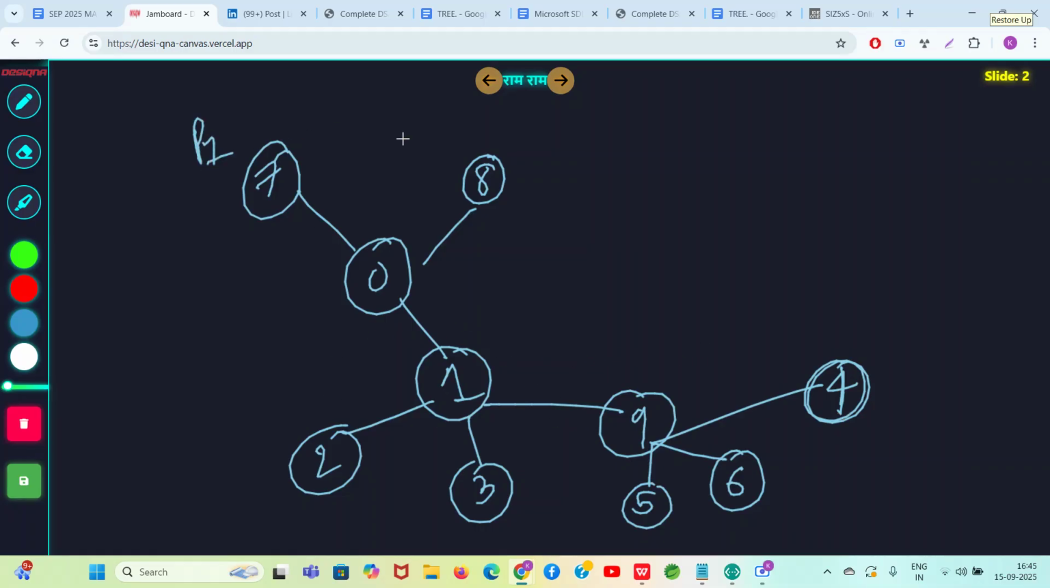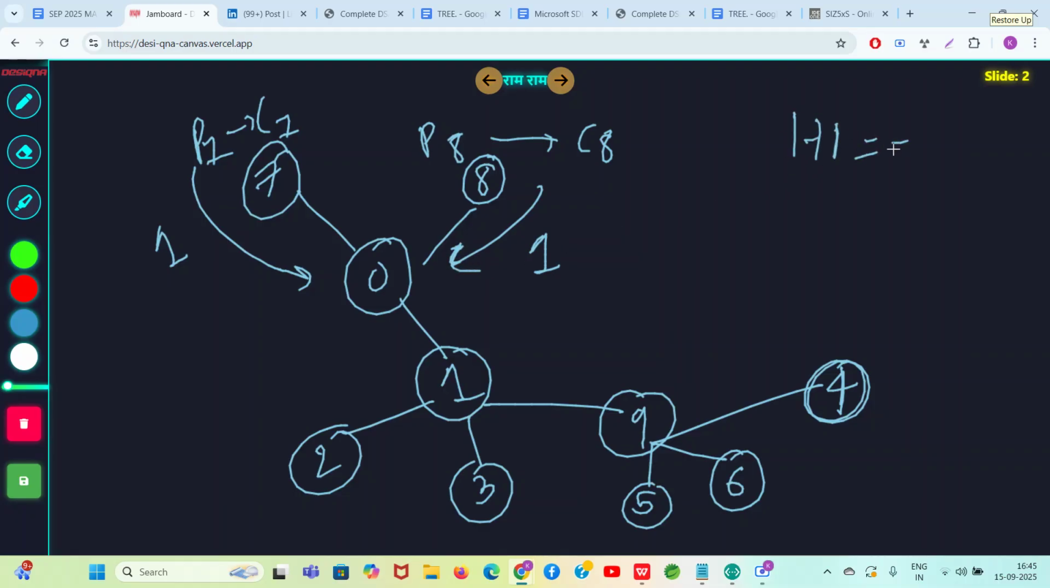For P7 and P8, they will reach here in just 1 liter, right? P7 will use the car C7, P8 will use the car C8, and they both will reach node 0 in 1 liter. So total 1 plus 1, 2 liters. 2 liters are enough to make sure P7 and P8 reach node 0. But what about all the other nodes?